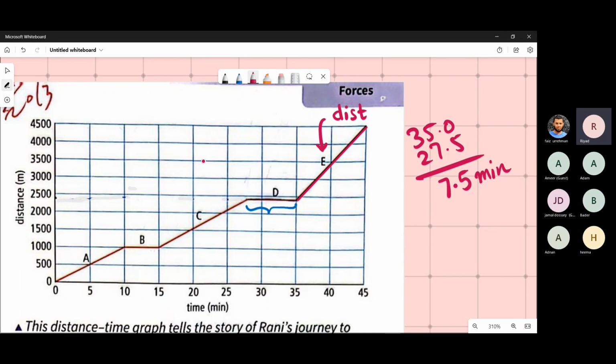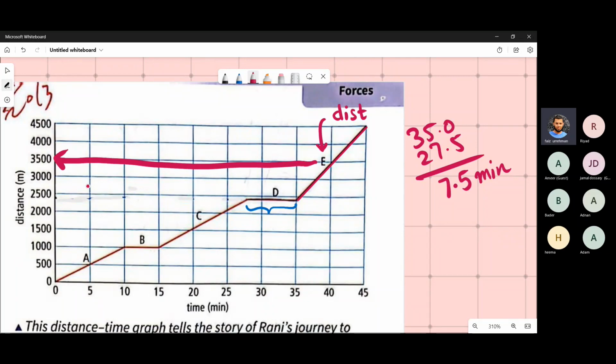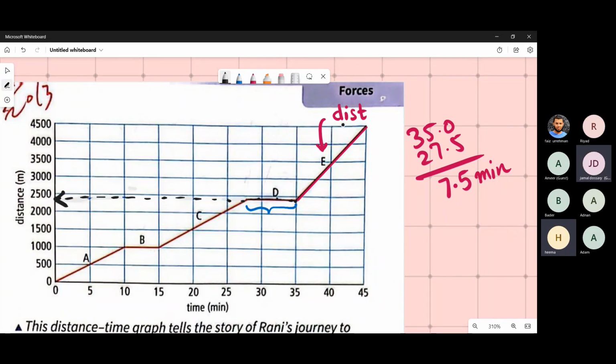What was that? Are you doing this, that in front of E we have this, so this is the answer? No, we don't do it like that. I'll give you a hint. From this time all the way to this time, how much is the distance between these two black lines?